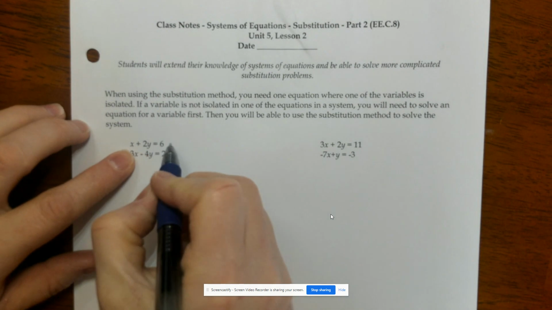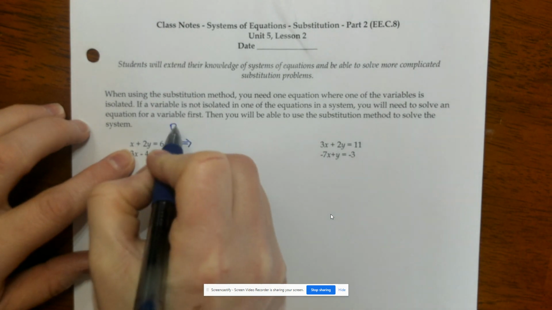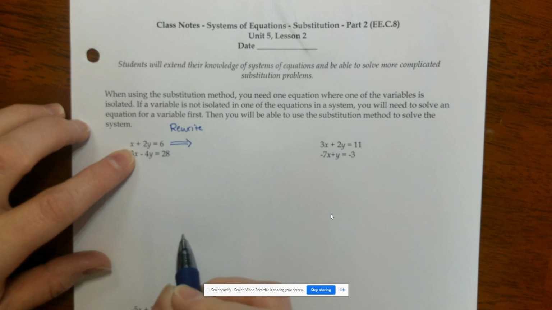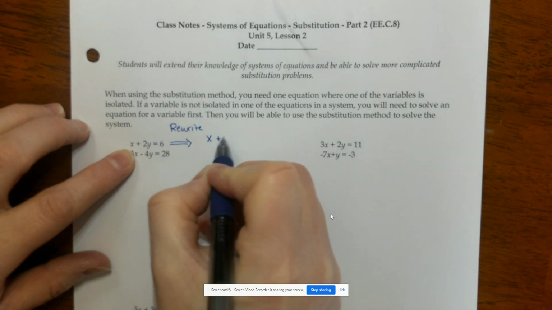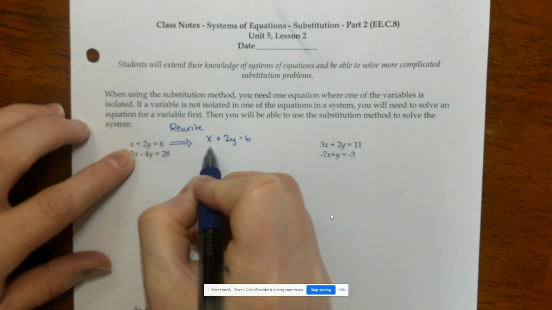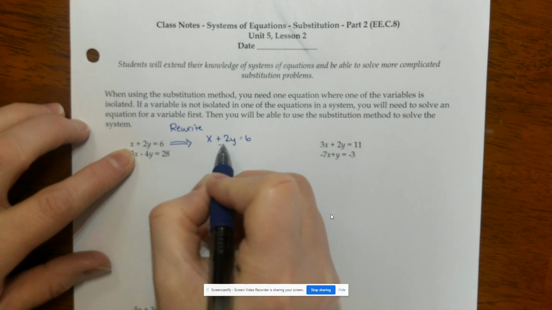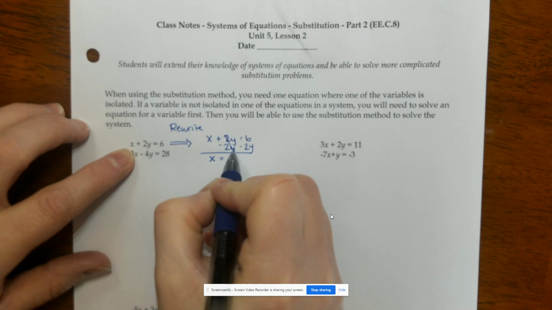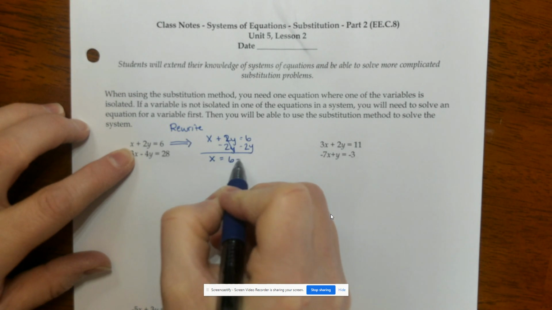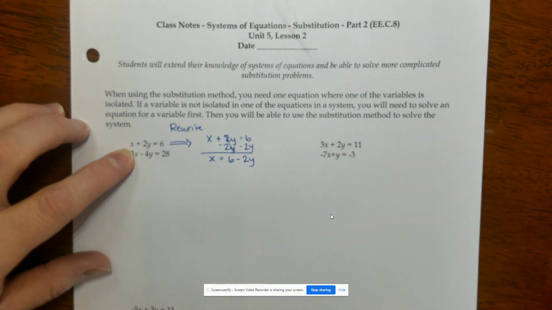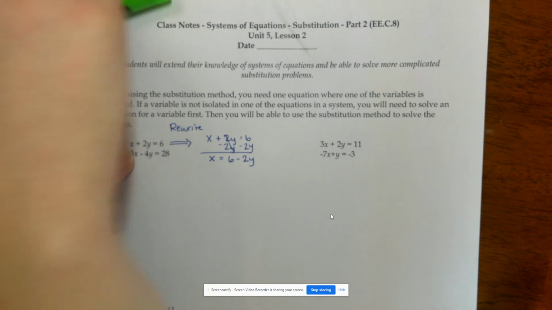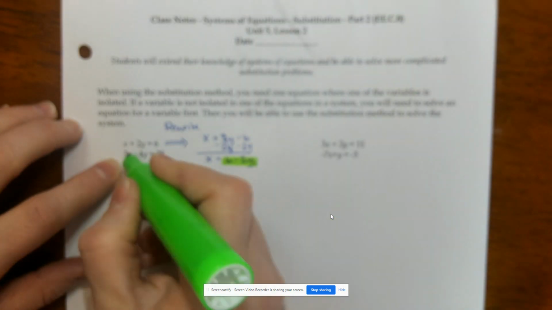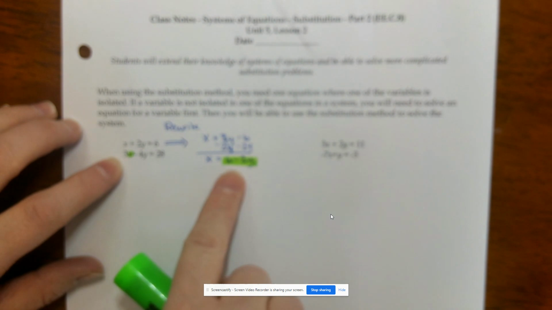So the first thing we have to do is rewrite one of the two equations so that it does have a variable by itself. So I'm going to take x plus 2y equals 6 because I noticed the x didn't have a number in front. I'm going to subtract the 2y from both sides and get x alone. So I'm going to have x equals 6 minus 2y. So now I have something that I can substitute into the second equation. So everything 6 minus 2y can go in place of the x in the second equation.